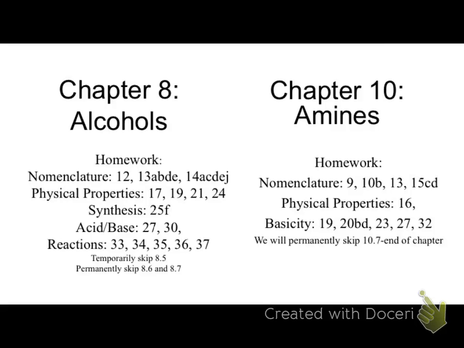I will note that we're going to temporarily skip section 8.5, because we're going to deal with that after the exam when we start looking at alkene chemistry. And we're going to permanently skip sections 8.6 and 8.7. And then in Chapter 10, we're definitely going to skip 10.7 to the end of the chapter. Those sections I just don't feel are particularly relevant, and I don't want to waste time on things that just aren't going to be important.